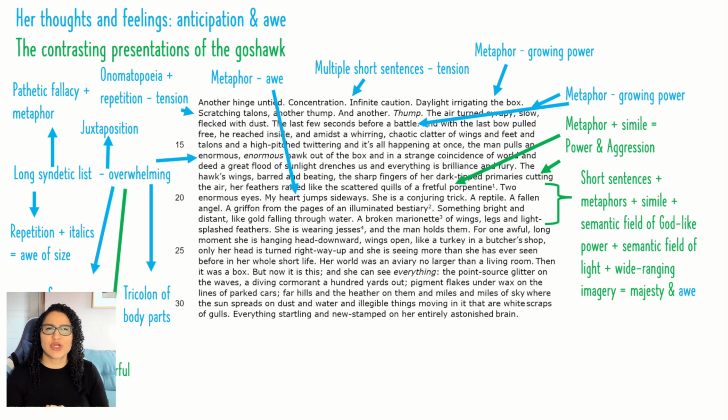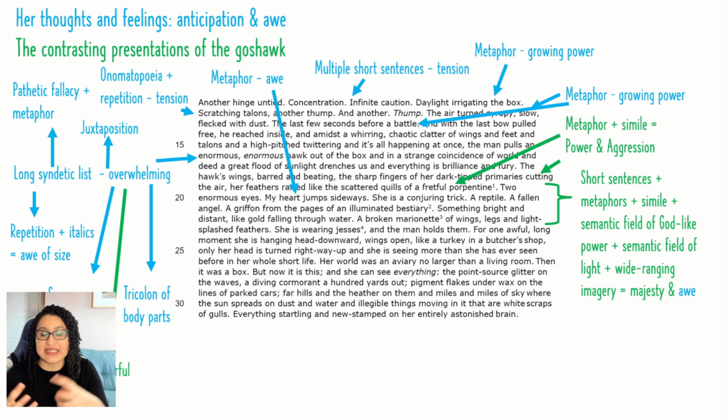Something bright and distant. Bright, more of that semantic field of light, like gold falling through water. So if you think about the way gold looks when it's falling through water, it's that glitter, isn't it? It's the sparkle, it's the shine. So it is part of the semantic field of light. It's also the continuing image of something rare and special and precious that fits with our griffin and our angel and our conjuring trick of something really different and unique. Also of something being incredibly valuable as well, with those connotations of gold there. And also beautiful, because sparkly gold. Who doesn't love some sparkly gold?